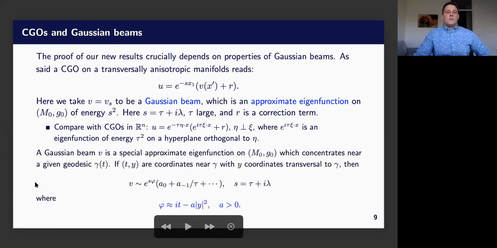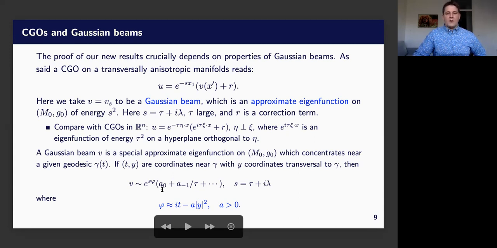Moreover, the Gaussian beam is actually a special eigenfunction on the transversal manifold, and it has the property that it's constructed with respect to a given geodesic, gamma t here. Now, if t and y are coordinates near this geodesic gamma, where t corresponds to the geodesic parameter, and y are coordinates which are transversal to the geodesic gamma, then a Gaussian beam has the form e to the power s times a phase function phi, times, in the brackets, the amplitude.